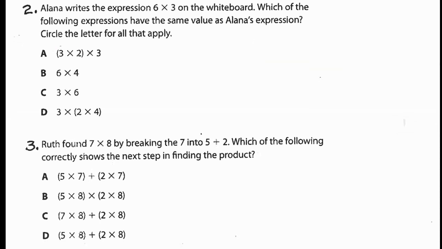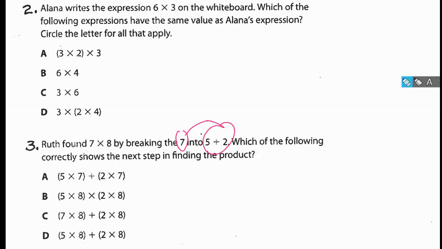Of course. And then question number 3. Oh, that's the bottom of the page. So 3 says, Ruth found 7 times 8. So that's what Ruth said. She said she has 7 times 8. By breaking, or decomposing, what number did she decompose? What does it say? 7. She decomposed 7 into what 2 numbers? 5 and 2. So this is what she actually did.